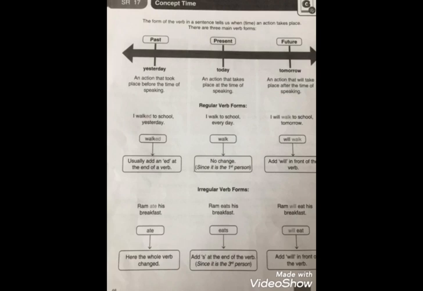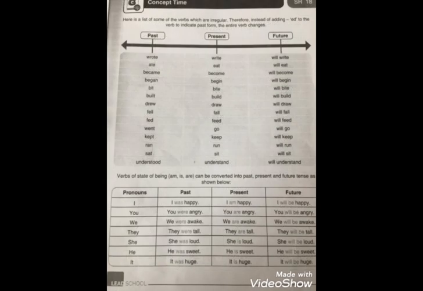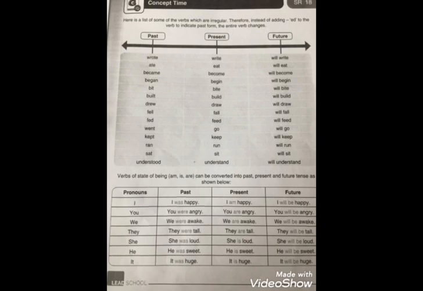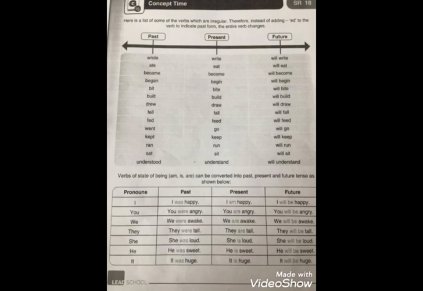Here is a list of some of the regular verbs. Some words are given here. These are all irregular words. Therefore, instead of adding ed at the end of the verb to indicate past forms, the entire verb changes. See on page number 47 how it has changed its forms.